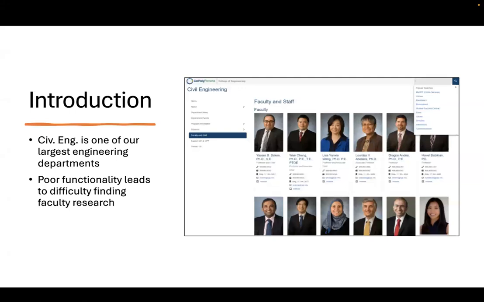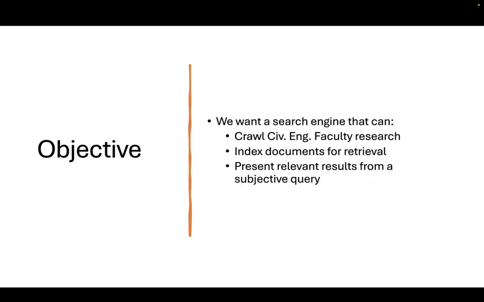Okay, so, introduction. Civil engineering was one of our largest departments, so we limited the depth search to 10. Poor functionality leads to difficulty finding faculty research. So we wanted a search engine that can crawl the civil engineering faculty page, and index documents for retrieval and present relevant results from a subjective query.